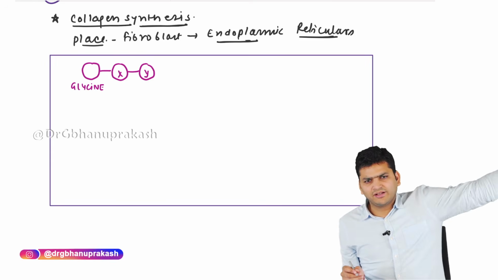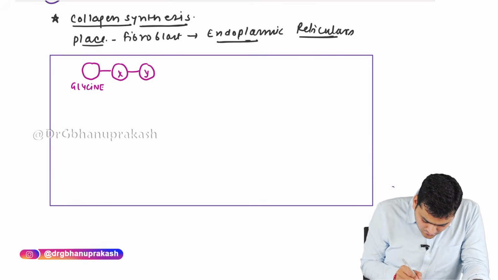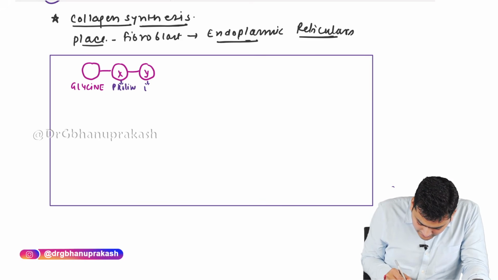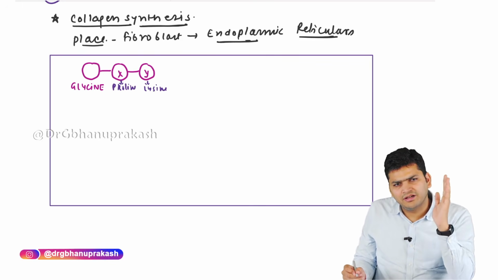Glycine XY, glycine XY, glycine XY, and so on. Most of the time this X is replaced by proline. Not always, but most of the time, and this Y is replaced by lysine. So if I ask you which is the most common amino acid, it is glycine.